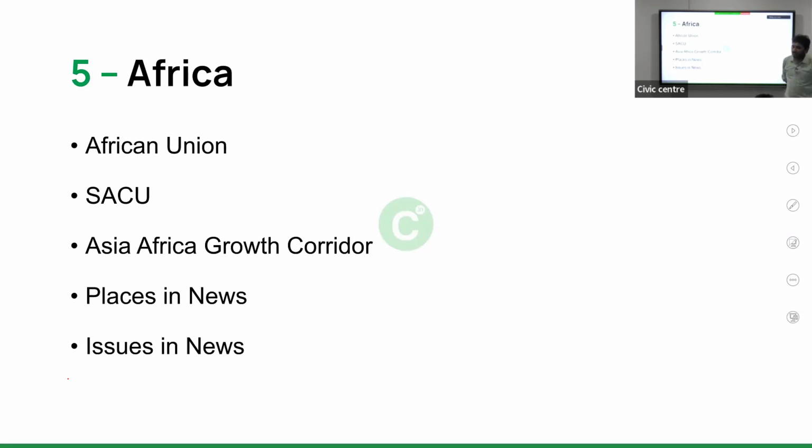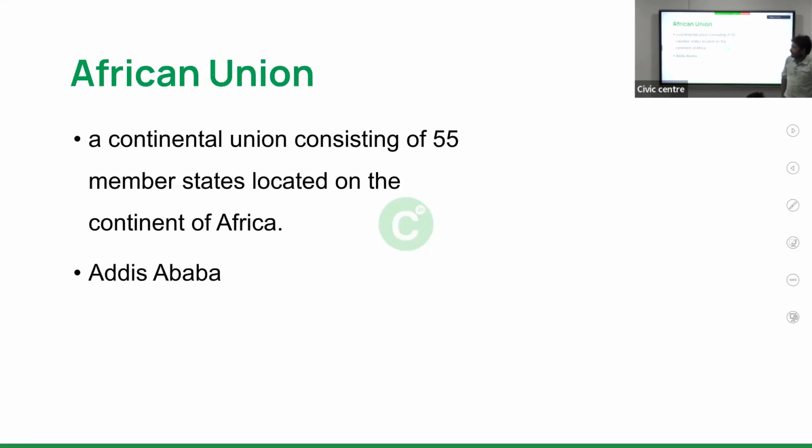Yeah. African Union consists of 55 members. Recently, Morocco joined this African Union. So when it comes to Africa, physical features are important. African Union consists of 55 members. Its headquarters is at Addis Ababa, which is the capital city of Ethiopia. Recently, Morocco joined African Union.